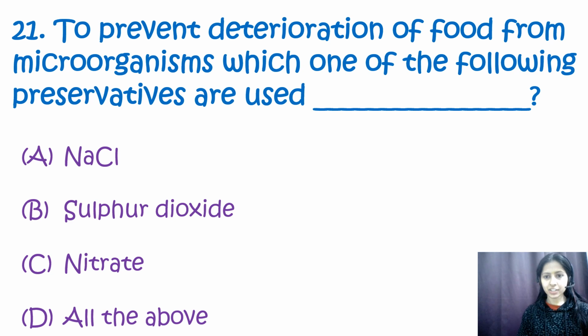21. To prevent deterioration of food from microorganisms, which one of the following preservatives are used? Option A NaCl, option B sulfur dioxide, option C nitrates, and option D all of the above. The correct option is option number D, that is all of the above.